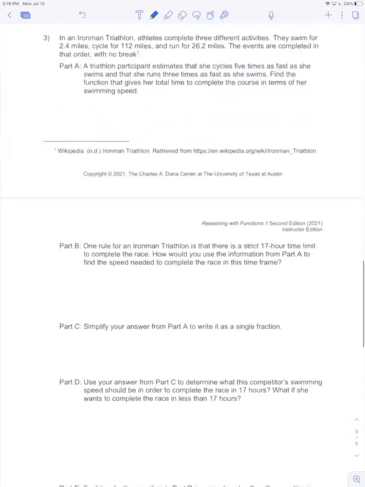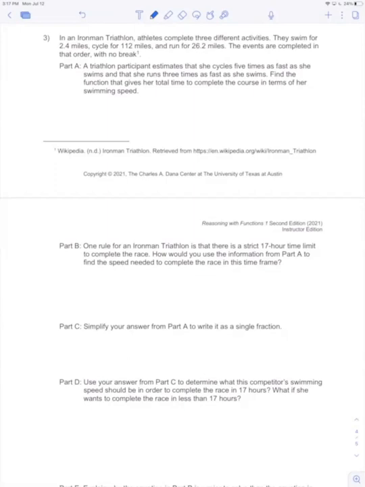Just scroll up to the top here. So part 3 says, in an Ironman triathlon, athletes compete in three different activities. They swim for 2.4 miles, cycle for 112 miles, and run for 26.2 miles. The events are completed in that order with no break. Part A: a triathlon participant estimates that she cycles 5 times as fast as she swims and that she runs 3 times as fast as she swims. Find the function that gives her total time to complete the course in terms of her swimming speed.